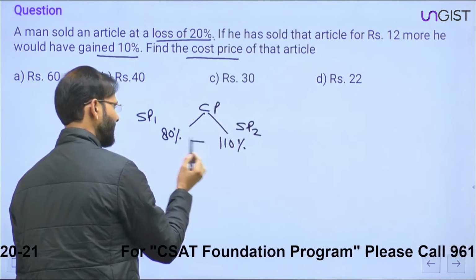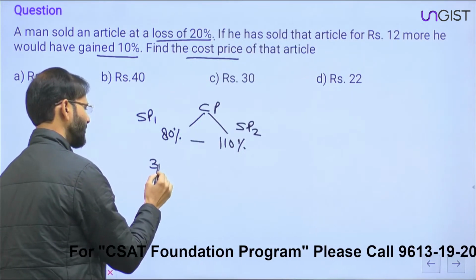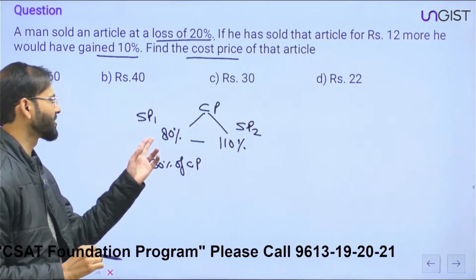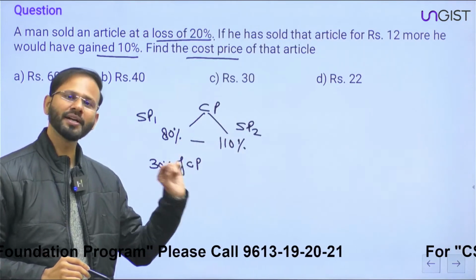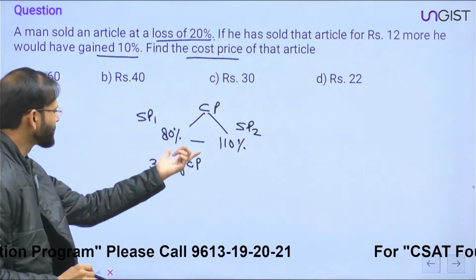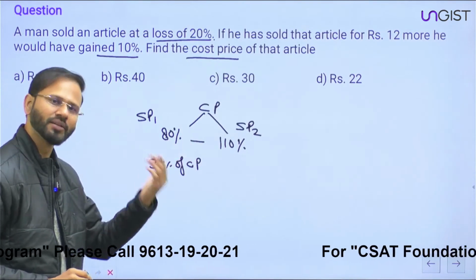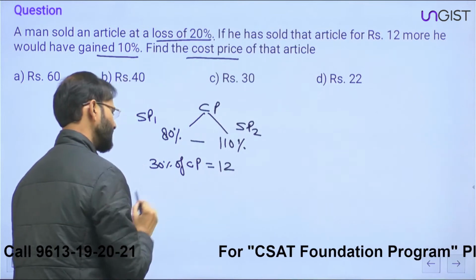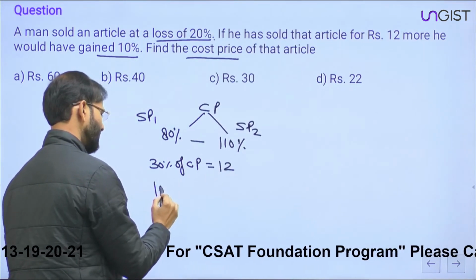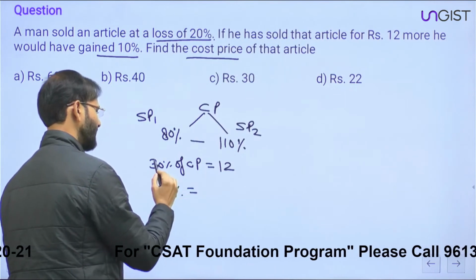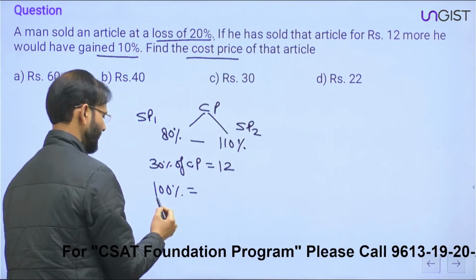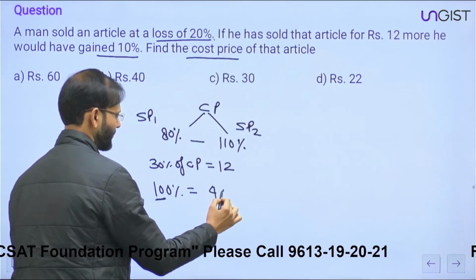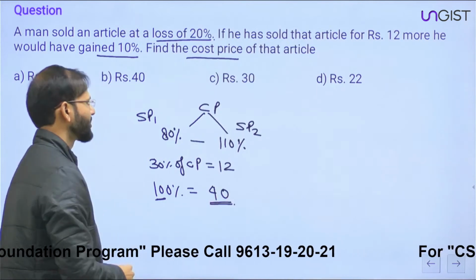So guys, the difference between these two is 30% of the cost price, right? Because SP1 is equal to 80% of the CP and SP2 is equal to 110% of the CP. The difference between these two, 110 minus 80, will be 30%. So 30% of the CP is equal to 12. Then 100% of the CP will be what? 3 fours are 12, so ignore one 0, and 10 fours are 40. So the CP of the article is ₹40.